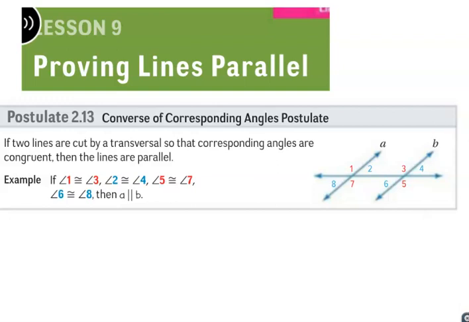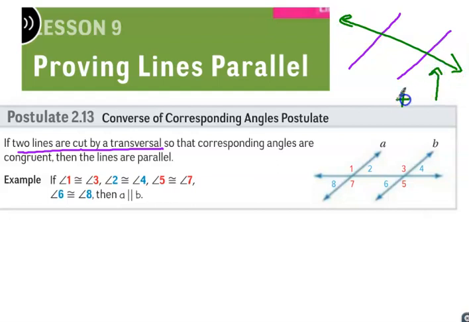The converse of the corresponding angles postulate: if two lines are cut by a transversal, and a transversal is a line that goes through two parallel lines, so that is a transversal, and these would be my parallel lines. Parallel lines never touch. If corresponding angles are congruent, then the lines are parallel.